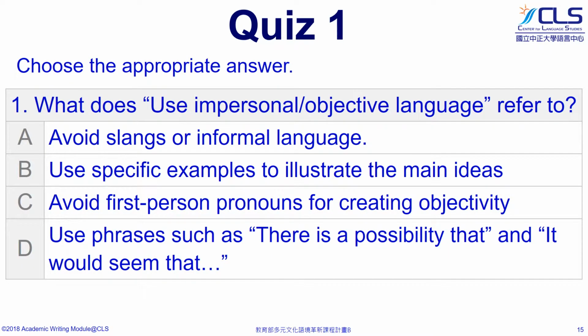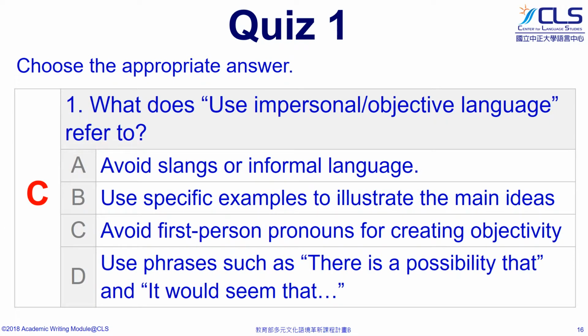First, please choose the appropriate answer. So, use impersonal or objective language means avoid first-person pronouns for creating objectivity. A. Avoid slang or informal language helps us to be formal, while B. Use specific examples to illustrate the main ideas helps us to be specific and concise. And D. Use phrases such as there's a possibility that and it would seem that helps us to be tentative.